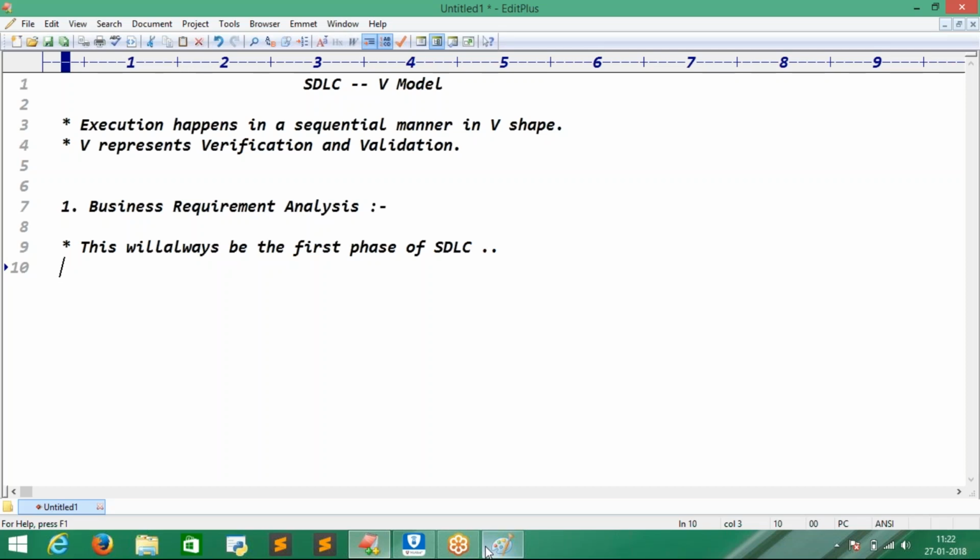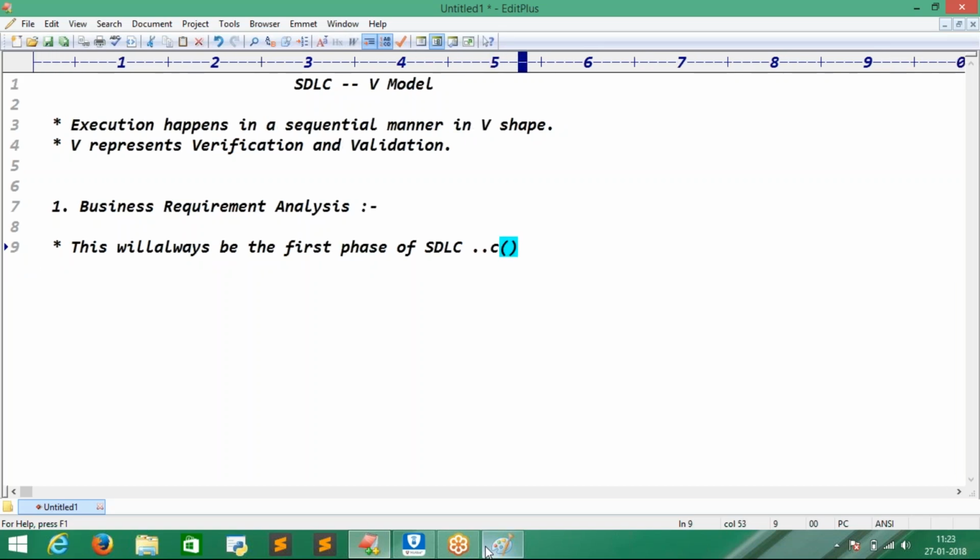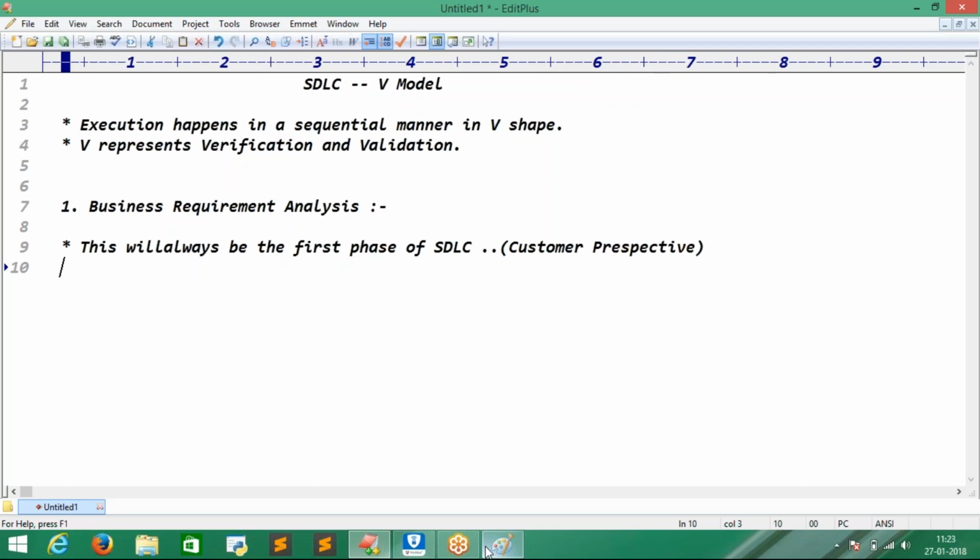Next, obviously it should always be from a customer perspective. Clear? I'm writing that it should be in a customer perspective. What do you mean by customer perspective? It means whatever the business customers want, whatever the client wants. If the client says I want this product, I want my product to work like this, then based upon that you should work. So this is what this phase means.